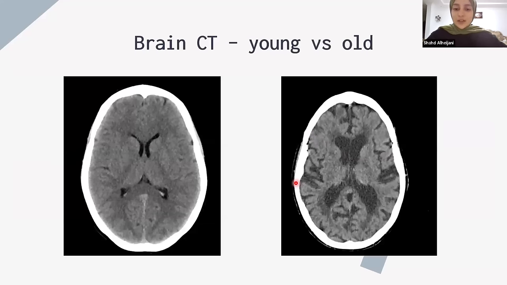Now you have a young versus old brain. What differences can you see? So this is a brain of an elderly person. What differences can you see? Can you tell me in the chat?